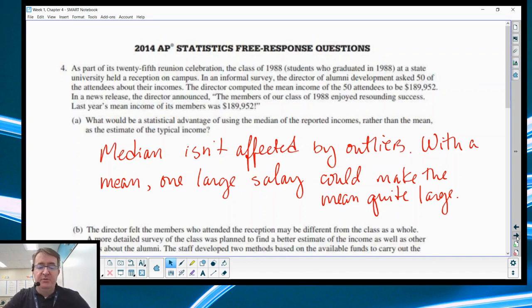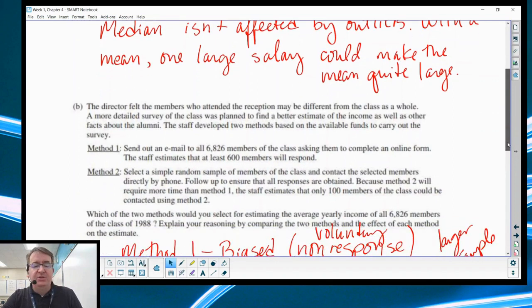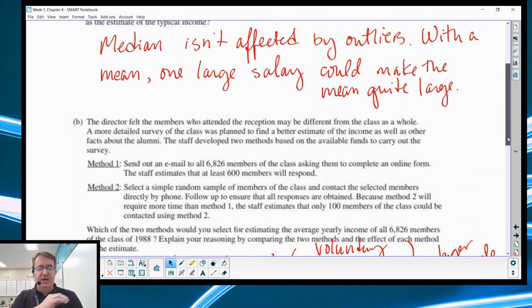For part B, the director felt members who attended the reception may be different than the class as a whole. Yeah, exactly. That's another thing that could be wrong with this, right? So they ask you for your ideas on two different methods. One is they're going to email everybody and ask for them to respond. They estimate at least 600 people are coming back from that.